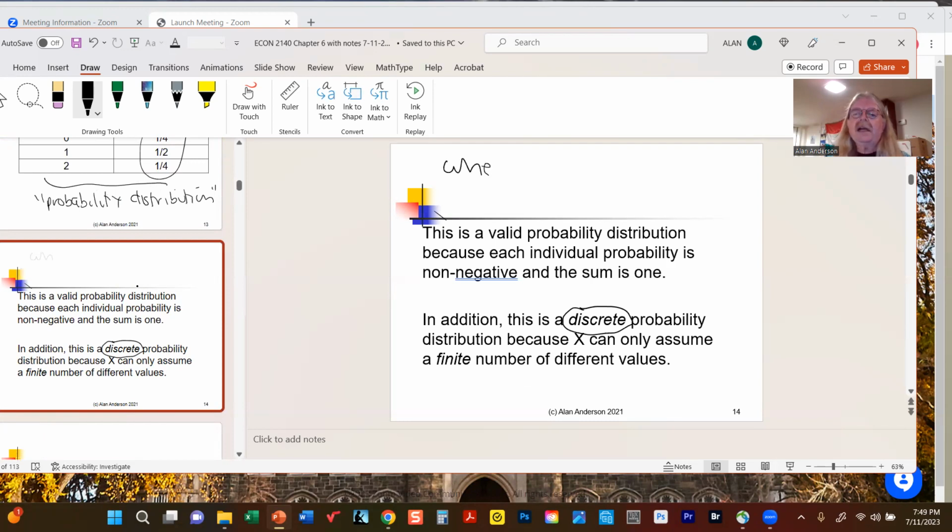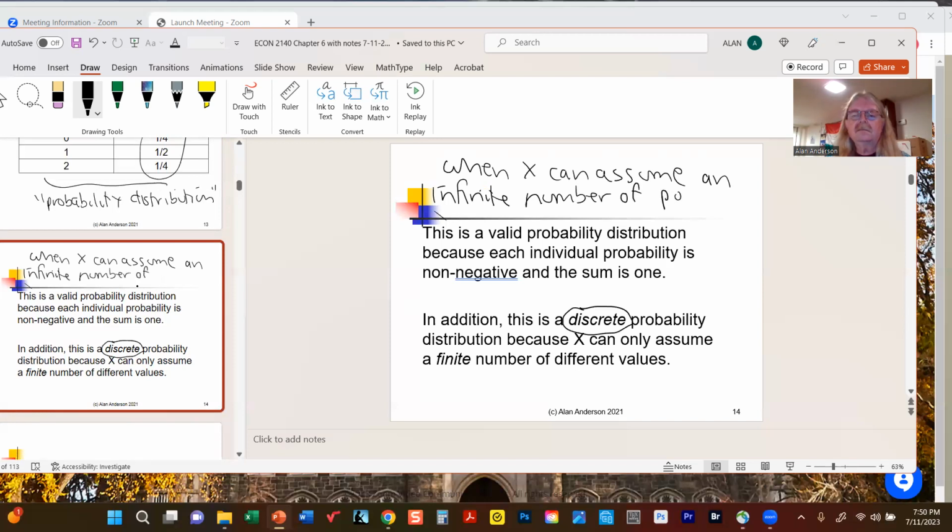When x can assume an infinite number of possible values, it has, of course, a different name. That means the corresponding probability distribution is said to be continuous.